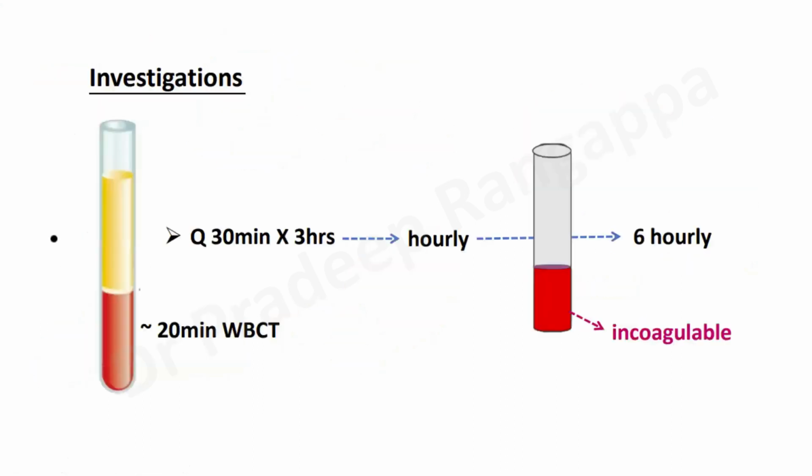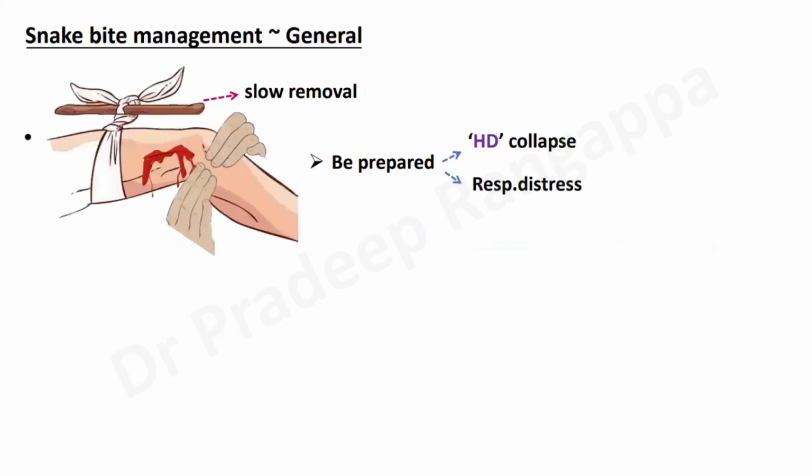So after this, they come to hospital. The key investigation is the 20-minute whole blood clotting time. It needs to be repeated every 30 minutes for 3 hours and then hourly up to 6 hourly until you see whether the blood is coagulable or incoagulable. So 20-minute whole blood clotting time is the key thing. You have to continue ASV, and the screening for continuing anti-snake venom is to ensure that the blood is clotting. If it is not clotting, you have to continue giving the ASV.